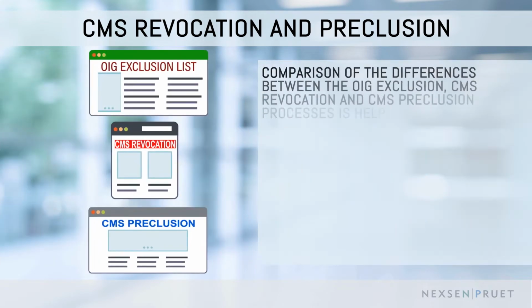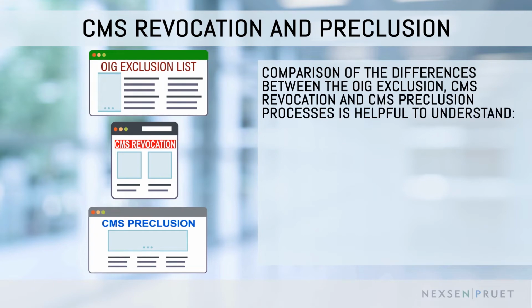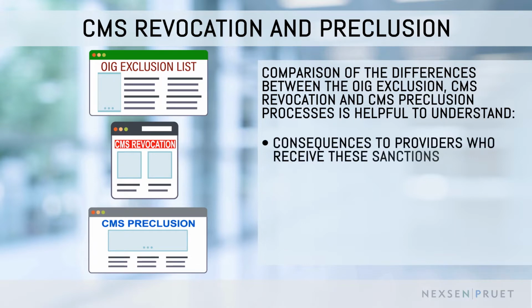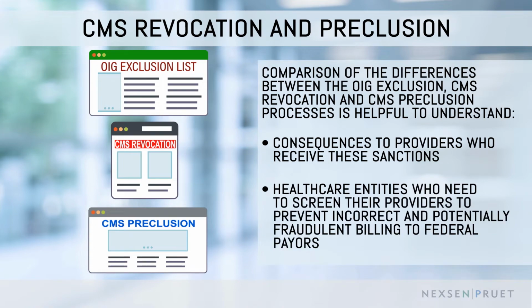A comparison of the differences between the OIG exclusion, CMS Revocation, and CMS Preclusion processes is helpful to understand the consequences to providers who receive these sanctions and to healthcare entities who need to screen their providers to prevent incorrect and potentially fraudulent billing to federal payers.